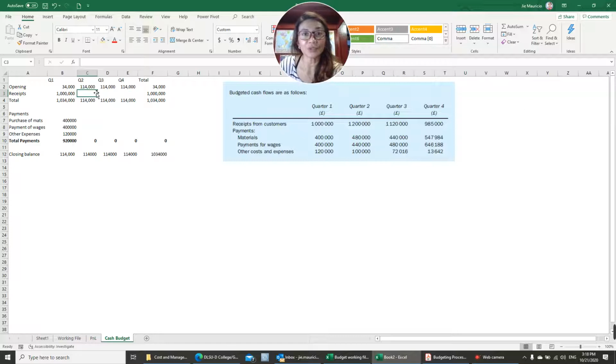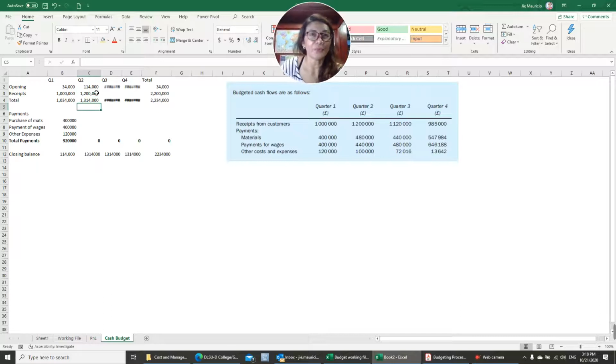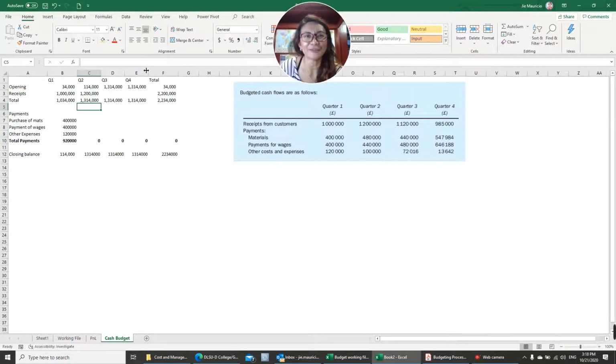Now, we go to quarter 2. Receipts is given 200. So, make sure that you already plug in the formula so that it will be easier. Purchase of materials payment is 480, 440, 100. So, your closing balance for Q2 is 94. Okay. And the next, so you just have to encode 1120.